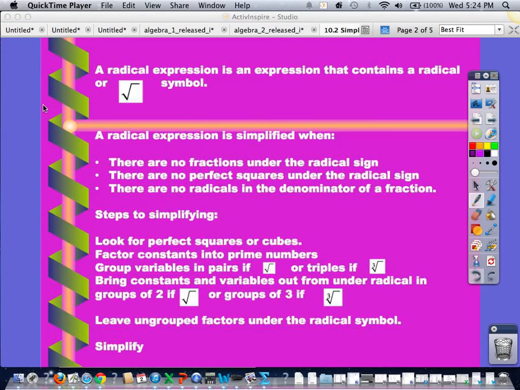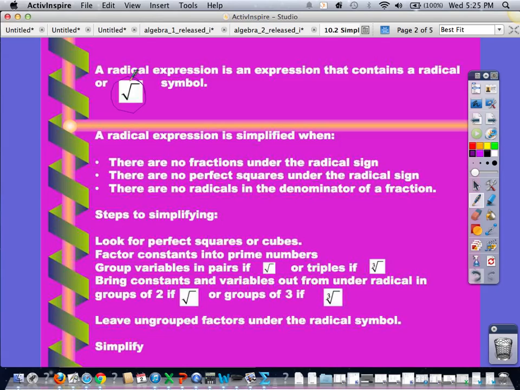All right, a radical expression is an expression that contains a radical or a square root sign. A radical expression is simplified when there are no fractions under the radical sign, there are no perfect squares under the radical sign, and there are no radicals in the denominator of a fraction. So when we're simplifying, there's a few steps you have to look at.